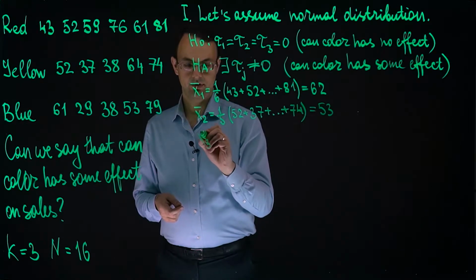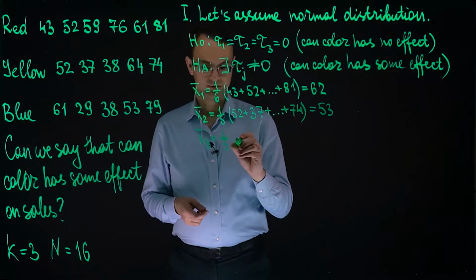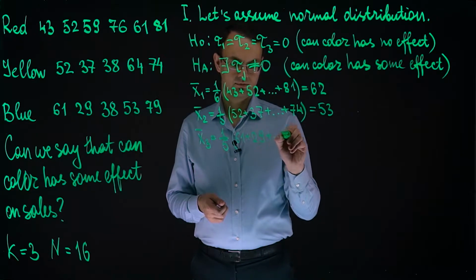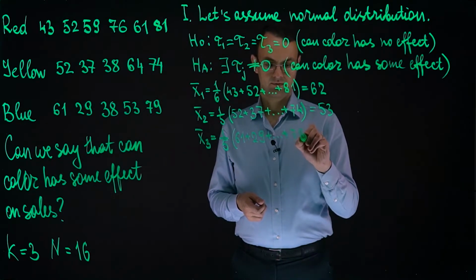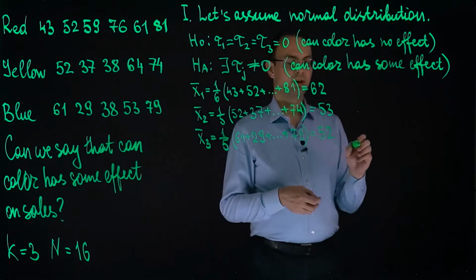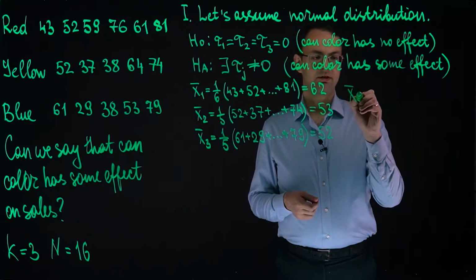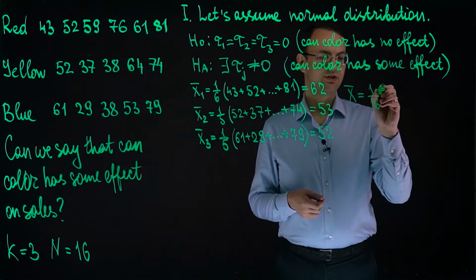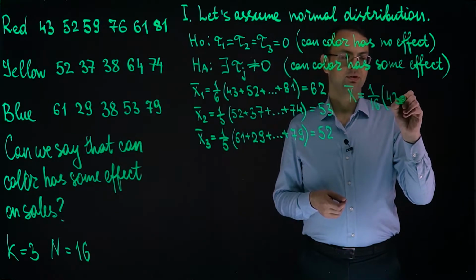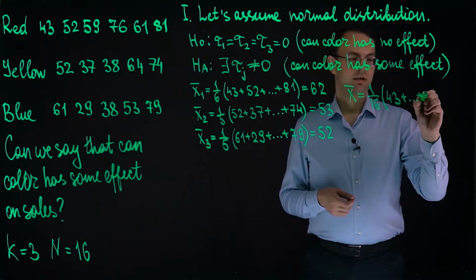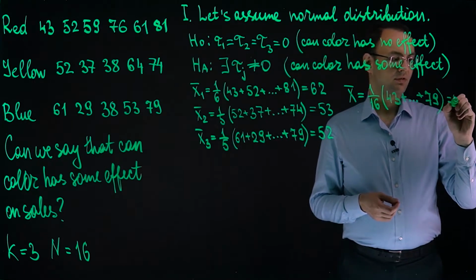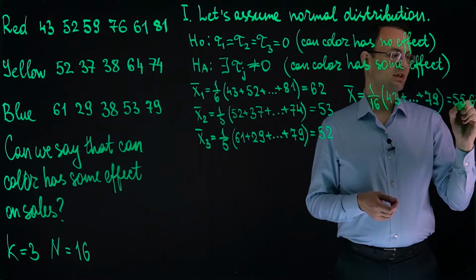For the third sample, it is 52. And the global sample mean of the united sample is 1 over 16 times the sum of all observations from 43 to 79, and it is 55.67.